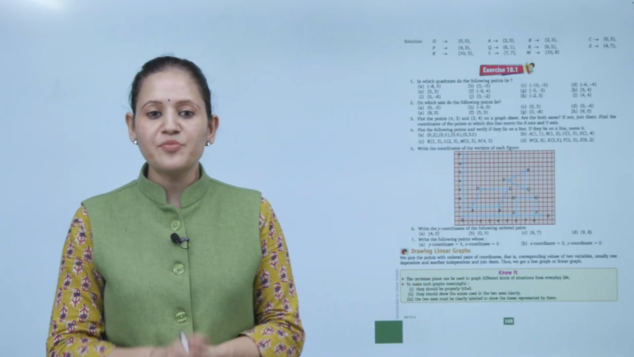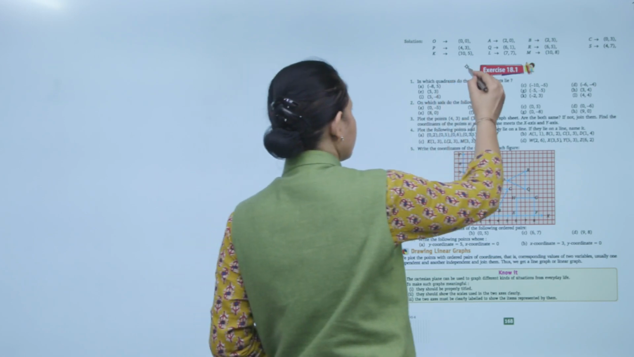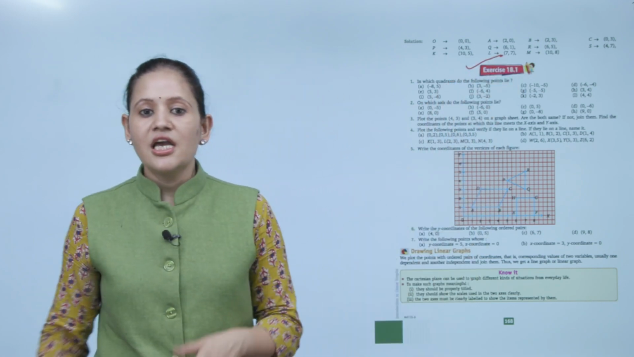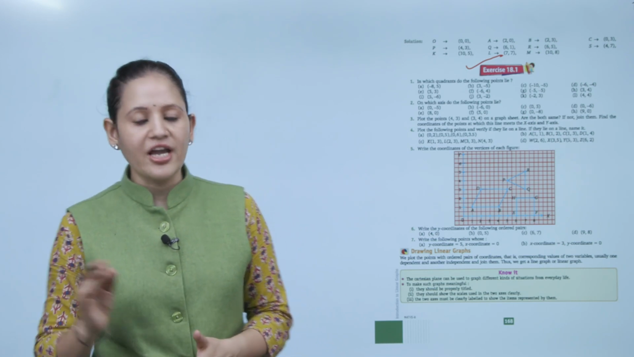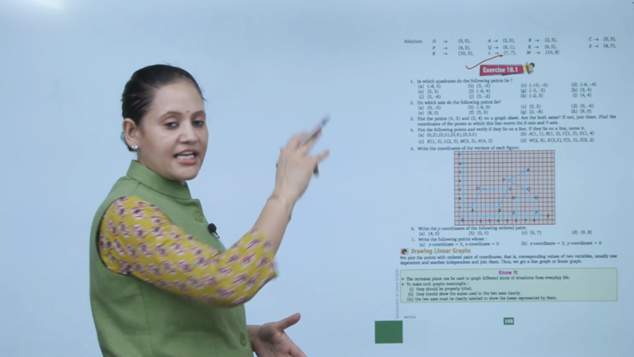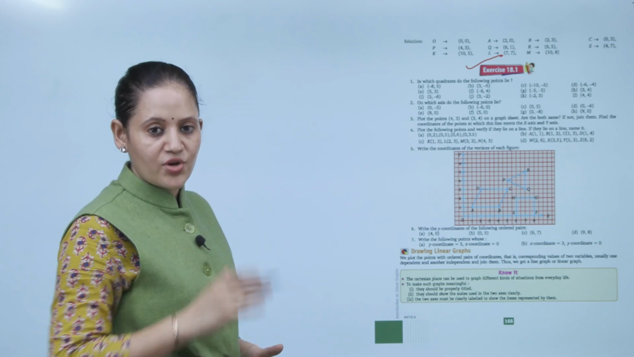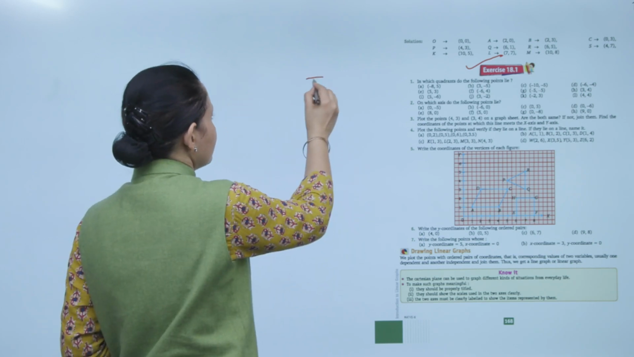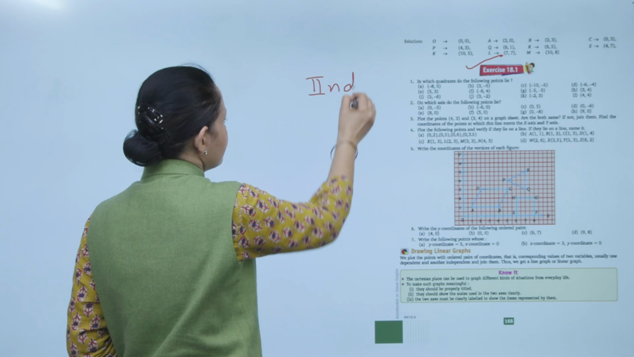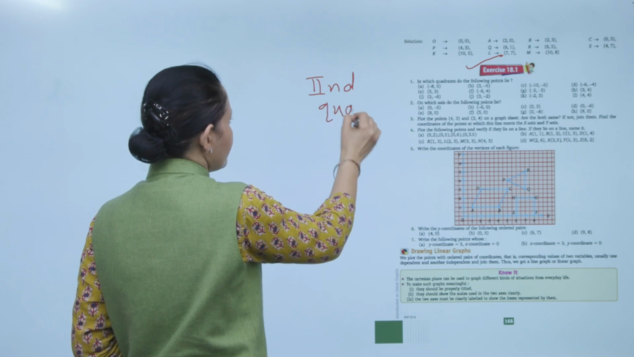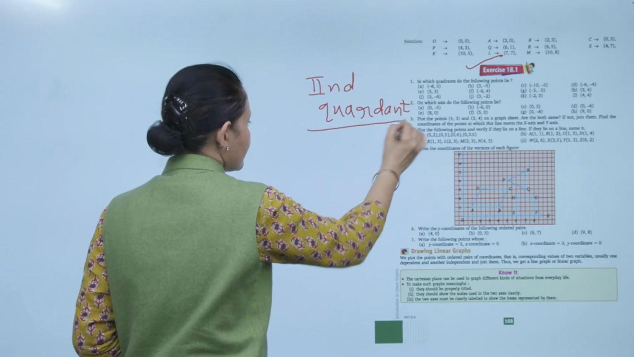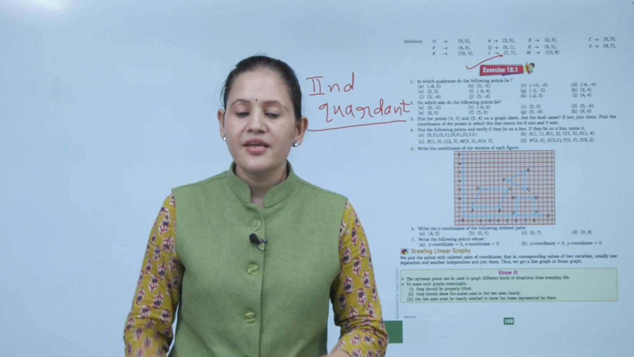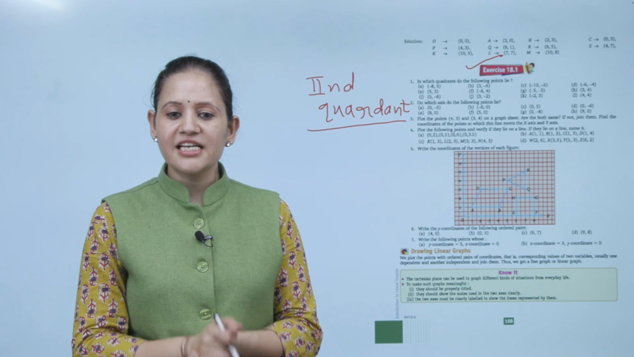Next is exercise 18.1. In which quadrant do the following point lie? Minus 8 and 5. So, minus 8 means x negative hai and y is positive. So, it will lie in second quadrant. Clear? Practice all the questions of this exercise.